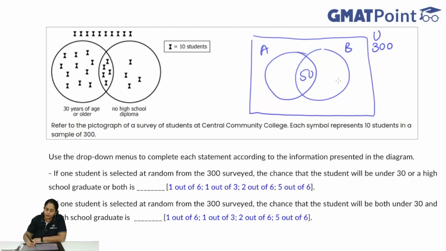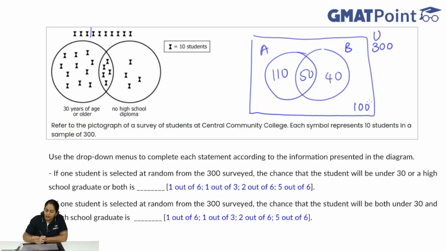Here you have 4 symbols. So this is 40. Here you have 1, 2, 3, 4, 7 and 10, 11. So you have 110 students as such. Outside you have 3, 6 and 10. So there are 100 students that are not part of either set as such. So I'll write my 100 over here.